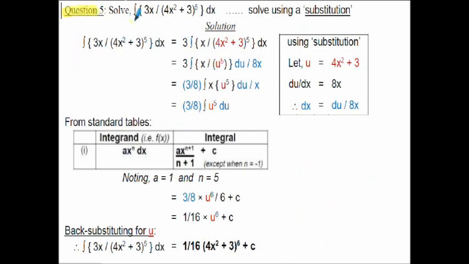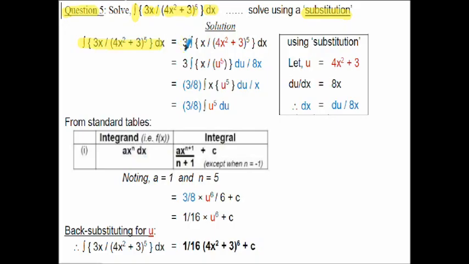Question 5, we're asked to solve the integral of 3x divided by, in brackets, 4x squared plus 3, all raised to the power of 5, integrated with respect to x. This is a non-standard integral. We would not find this format in our standard integral tables, so we're going to try and solve it using a substitution. So we're trying to solve the left hand side here.